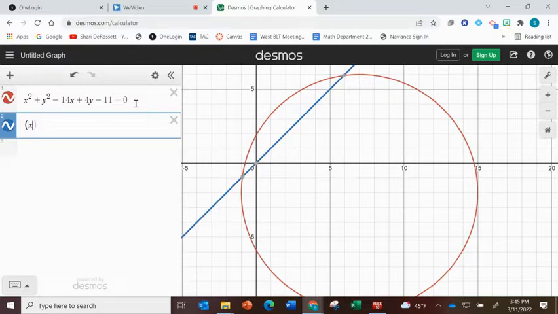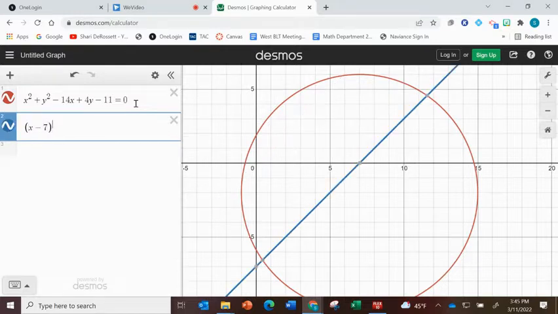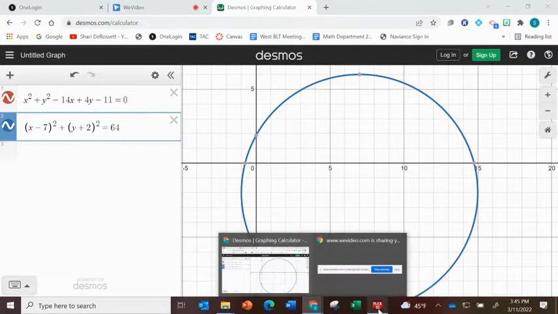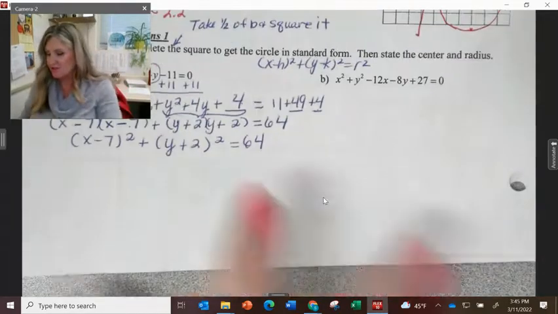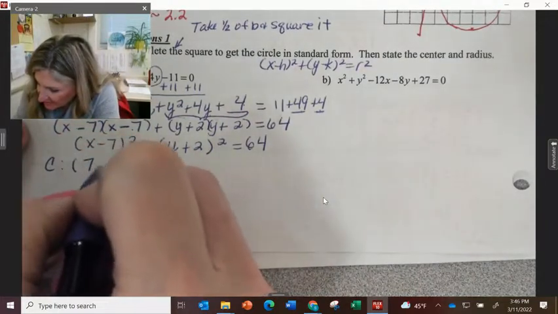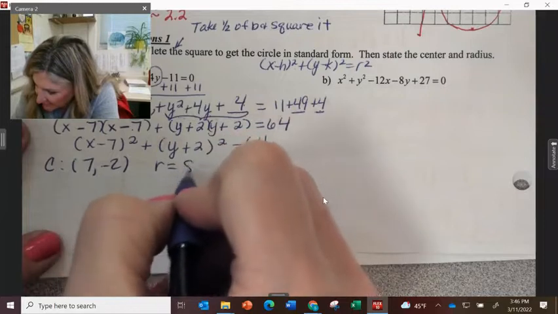So now we changed it to x minus 7 quantity squared plus y plus 2 quantity squared equals 64. And look, do you see how it's exactly the same circle? So these are equivalent equations right here. All we did is take this equation and write it in a different form so that we can now see, without having to use Desmos, what our center and radius are. The center of this circle is at 7, negative 2. The radius is 8.